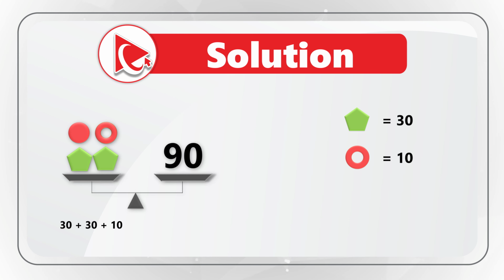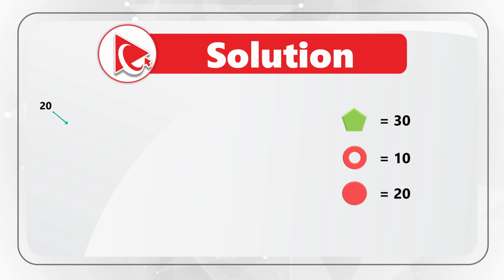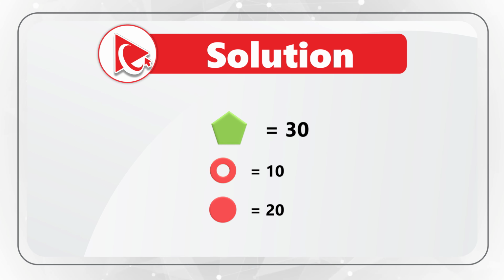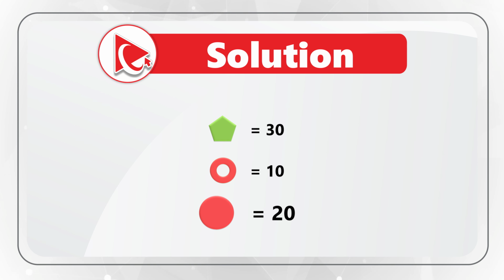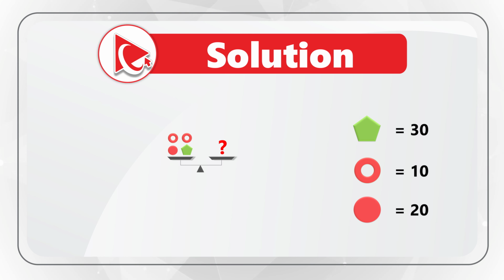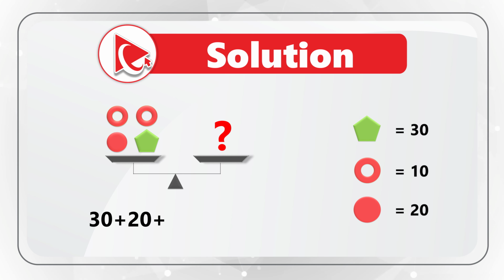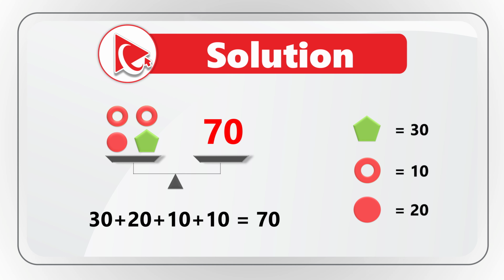30 plus 30, which is the value of 2 pentagons, plus 10 equals 70, which means that the circle equals 90 minus 70, which equals 20. Now we know the values of all the shapes. Pentagon equals 30, bagel equals 10, and then circle equals 20, and we can calculate the missing number. 30 plus 20 plus 10 plus 10 equals 70, which means the correct answer is choice C, 70.